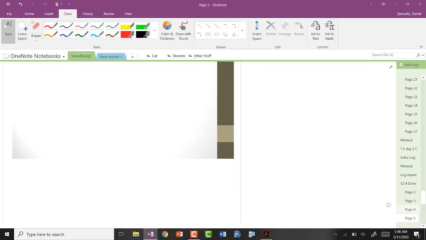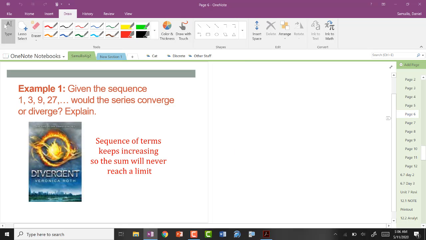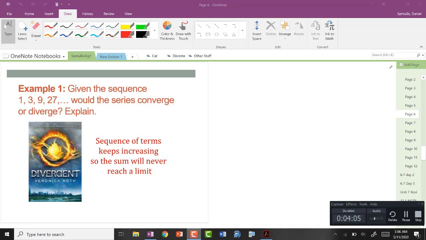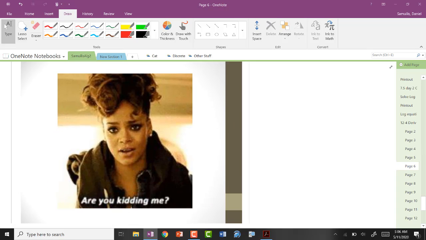All right, I'm trying to get to my next page here. Struggling, guys, struggling. Where is it? There we go. Oh my goodness, that is not the right one. Let me pause it and get back on track here. Somehow I just jumped to our sequences problems. Here we go. All right.